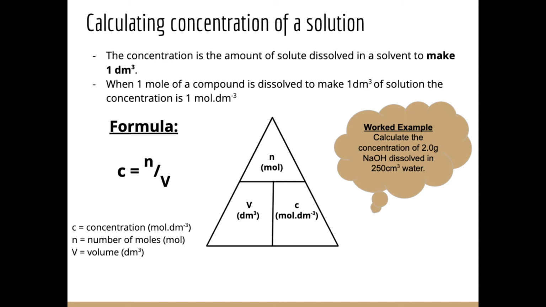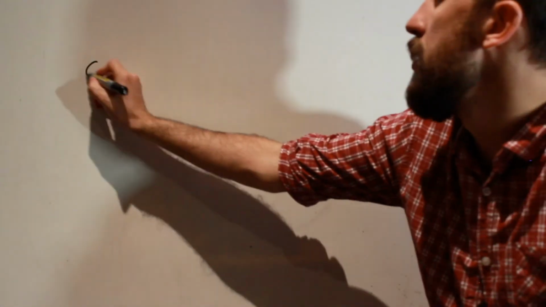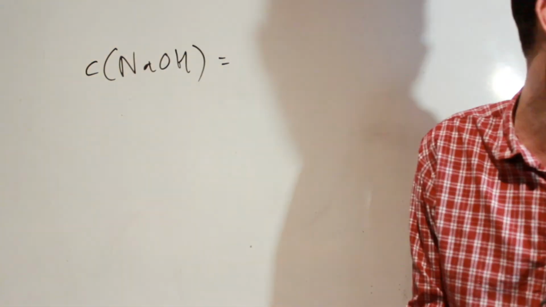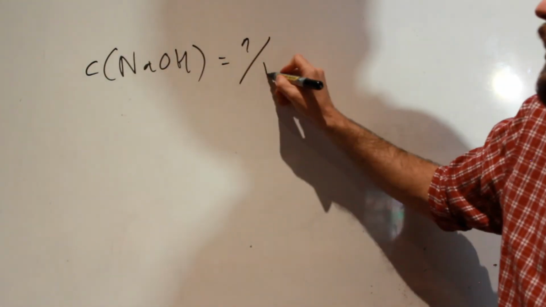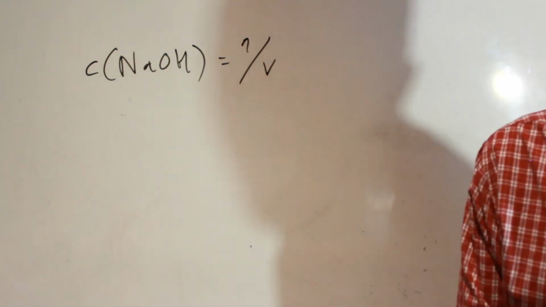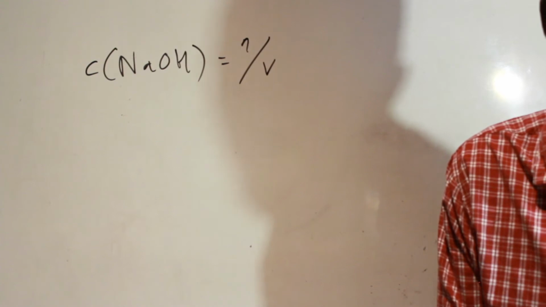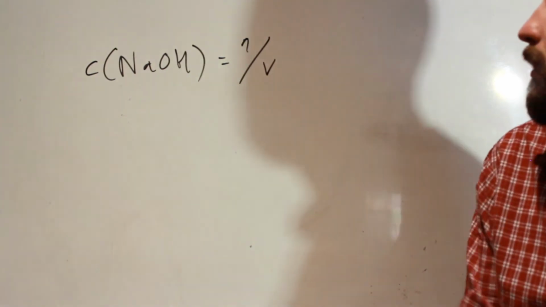This says, calculate the concentration of 2 grams of sodium hydroxide dissolved in 250 centimeters cubed of water. As always, we make it very clear what we're calculating. It's asking us for the concentration of sodium hydroxide. Let's finish writing our equation. C is equal to N divided by V. What information are we given? We're given 2 grams of sodium hydroxide and 250 centimeters cubed of water.